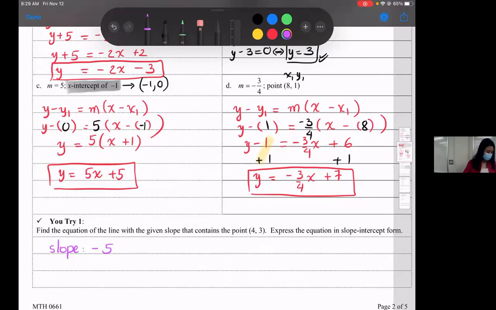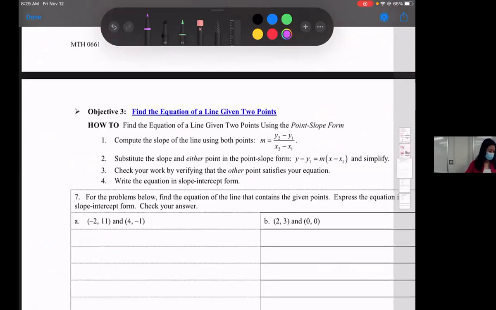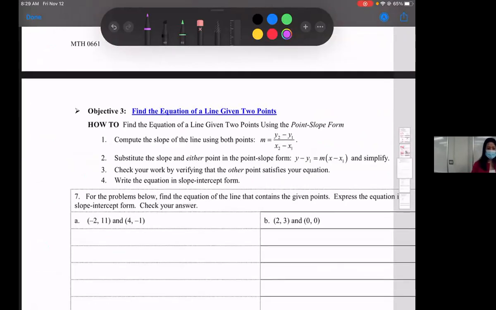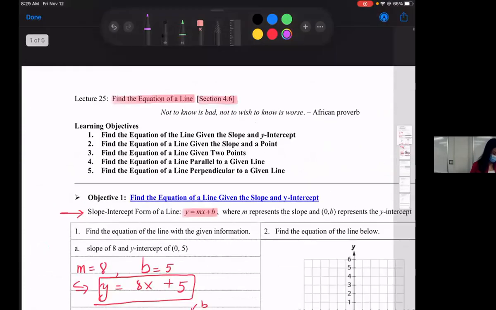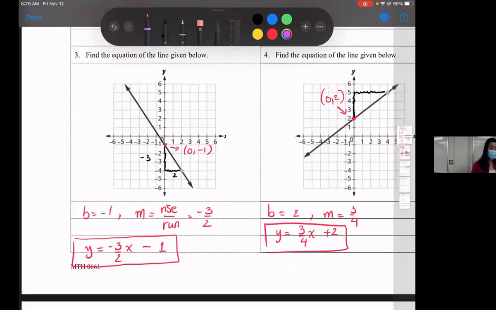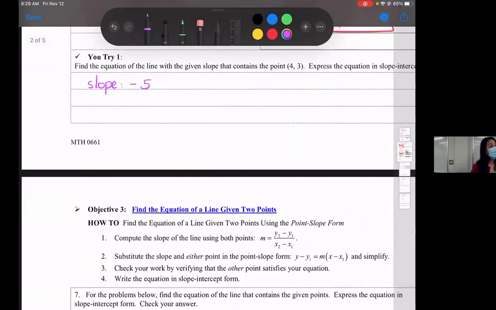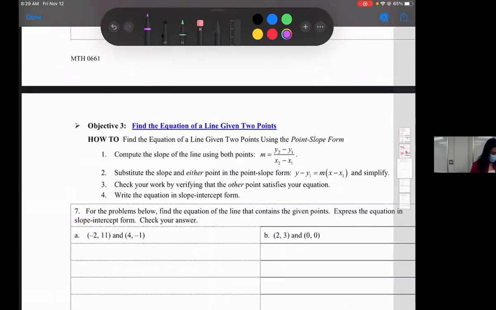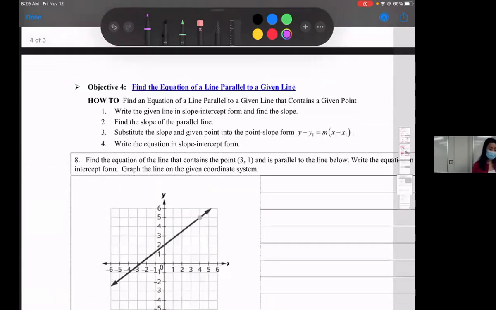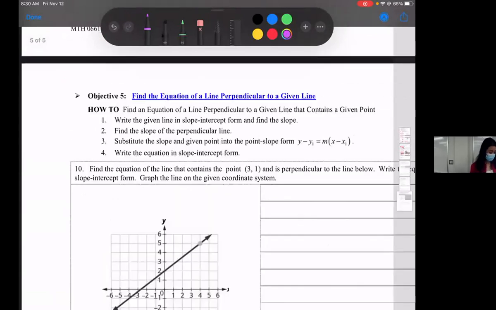All right. Objective 3 is a different way of finding the equation of a line. Before I go to this objective, let me recap the first two. The first method is given a slope and a y-intercept. The second one is given a slope and a point. The third one is no slope, but they give you 2 points. And the fourth is find the equation of a line parallel to the given line, and then perpendicular to the given line. So five methods. Don't get confused on the exam.